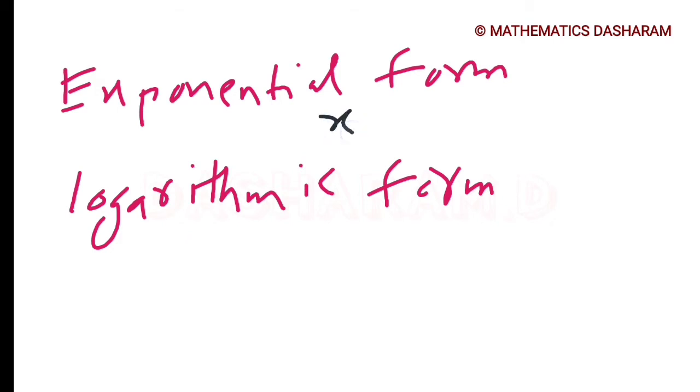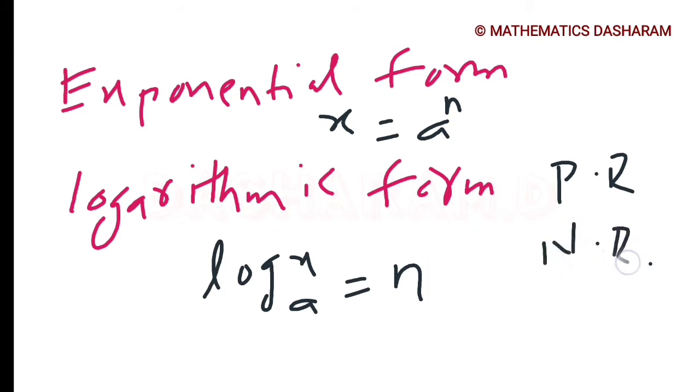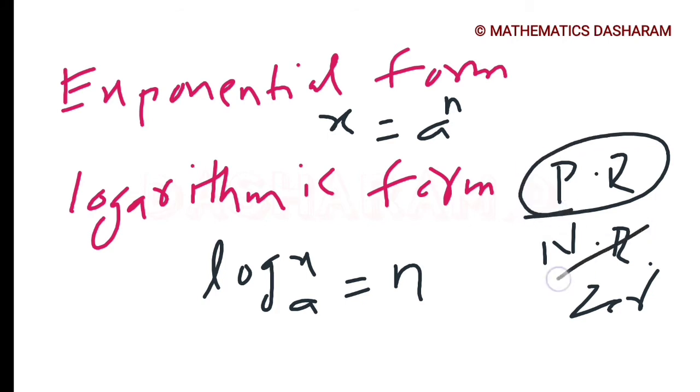Next, exponential form and logarithmic form. x equals a to the power of n is called the exponential form. We write this in logarithmic form as log x base a equals n, which is called the logarithmic form. The next important point is that logarithms are defined only for positive real numbers, not for negative real numbers and 0.